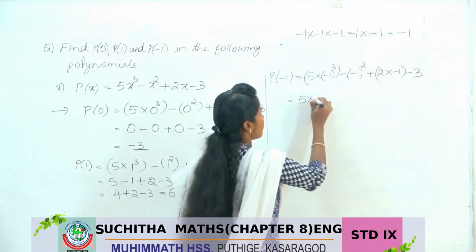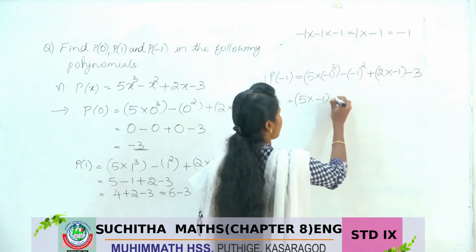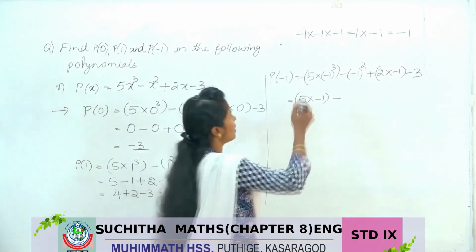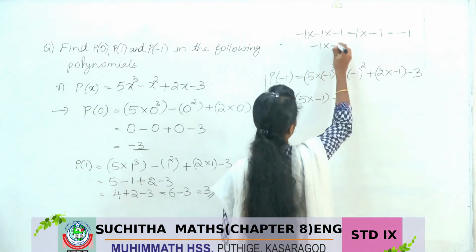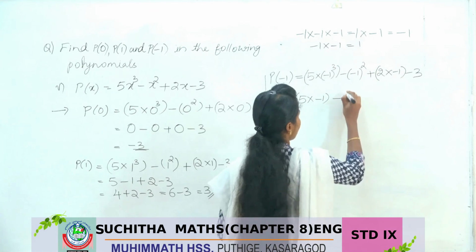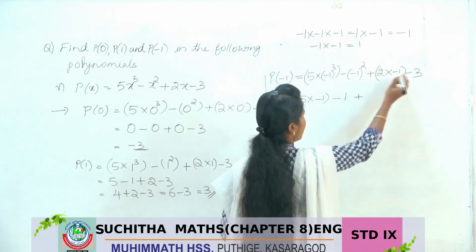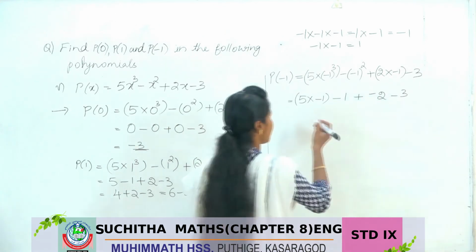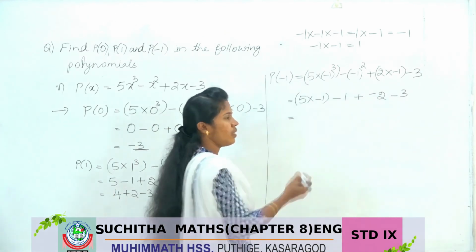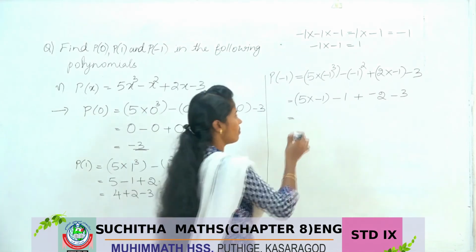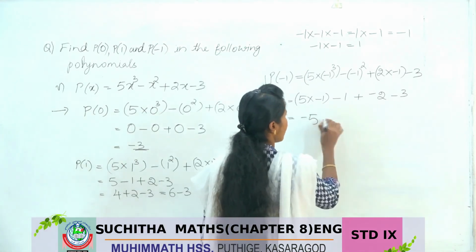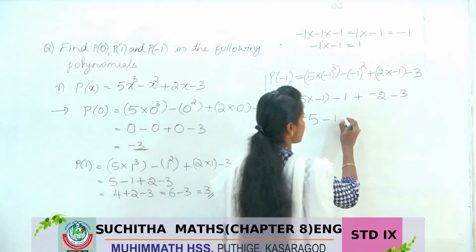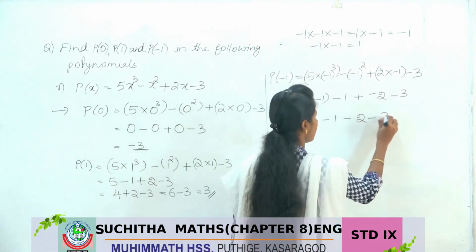That is 5 into minus 1 minus 1 square. Minus 1 square means minus 1 into minus 1. That is plus 1. Plus 2 into minus 1 is minus 2 minus 3. Now 5 into minus 1 is minus 5 minus 1, then plus minus becomes minus, that is minus 2 minus 3.